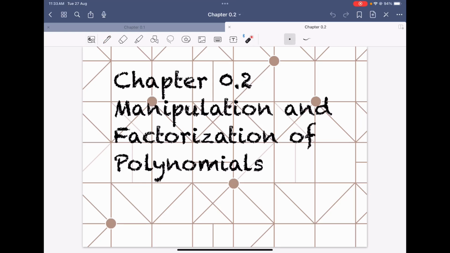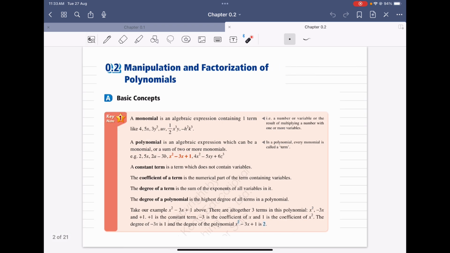Hello, so this is the second one. It's chapter 0.2. It's about factorization of polynomials. So what do we do in this part? First of all, we need to know what a polynomial is.